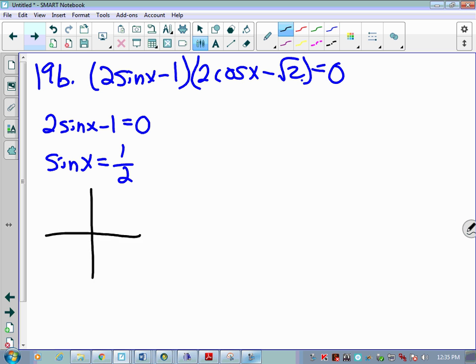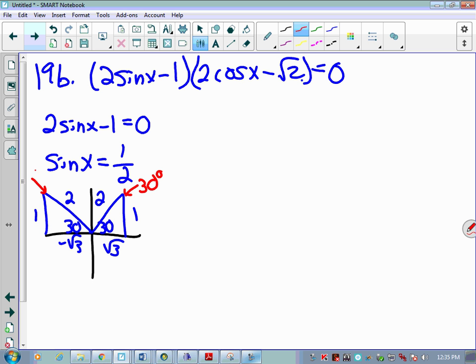Sine is opposite over hypotenuse. So we have 1, 2, radical 3. This would be 30 degrees. We'd also have that same thing here: 1, 2, negative radical 3, 30 degrees. This one is 30 degrees. This one is 150. Because it's just sine x, it's just 30 and 150.